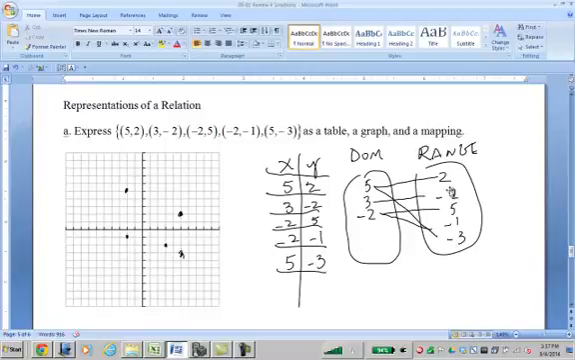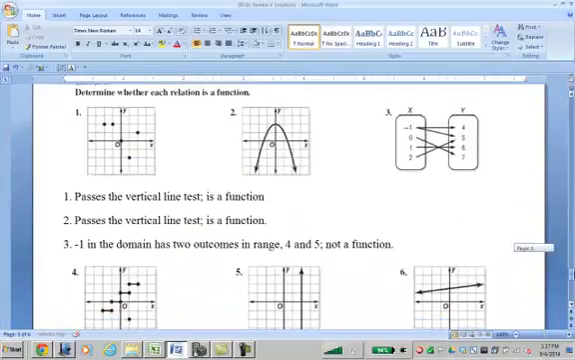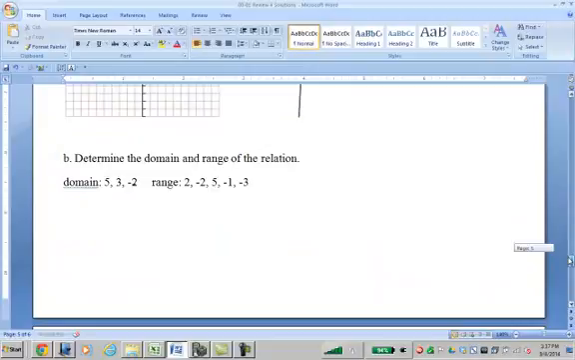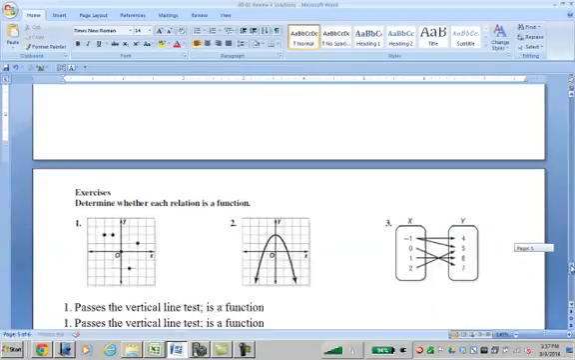The range is 2, -2, 5, -1, and 3. And then there's the domain and range: 5, 3, -2, 2, -2, 5. In other words, it's an exact copy of the mapping.